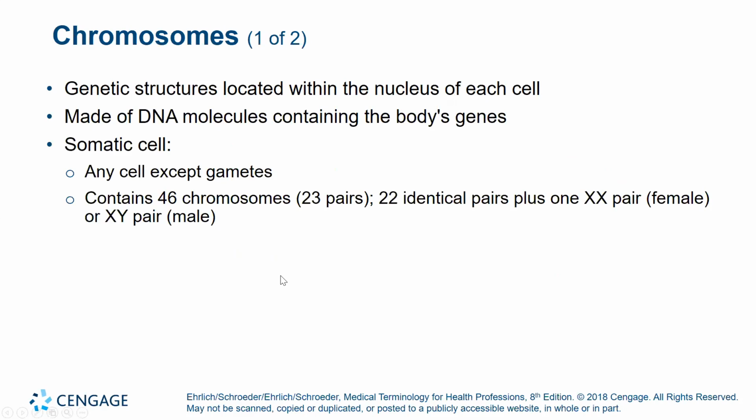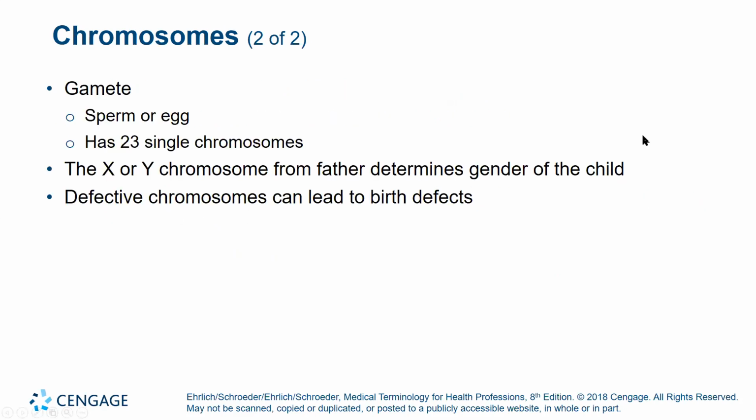is any cell in the body except the gametes, which are sperm or egg, also known as a sex cell. Somatic cells contain 46 chromosomes, 23 pairs: 22 identical pairs plus one XX pair, female, or XY pair, male. We have a gamete, sperm or egg. It's also known as a sex cell and is the only type of cell that does not contain 46 chromosomes.